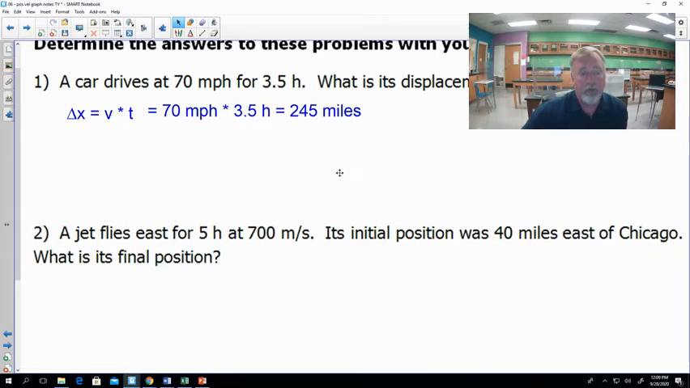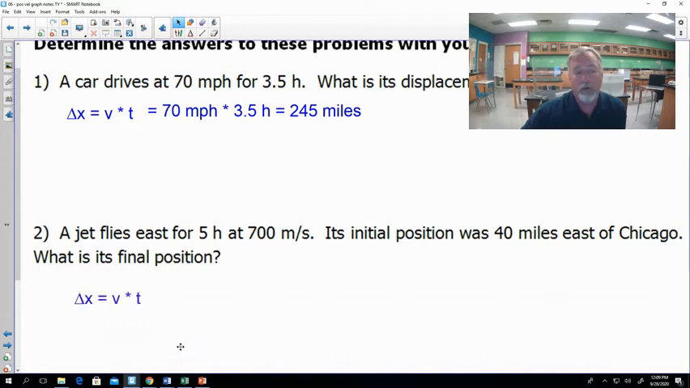A jet flies east, so let's call east our positive direction. It flies east for 5 hours at 700 meters per second. Its initial position was 40 miles east of Chicago. What is its final position? Well, this last part kind of gives us an idea of our origin. Our initial position was 40 miles east of Chicago, so we're going to assume Chicago is our origin. Our x initial here is 40 miles to the east. We're asking for final position, so somehow we've got to figure out what delta x is, because that's the only way we can get a final position into our answer.